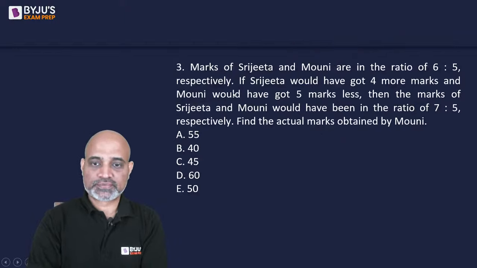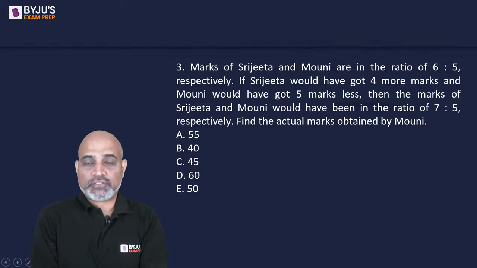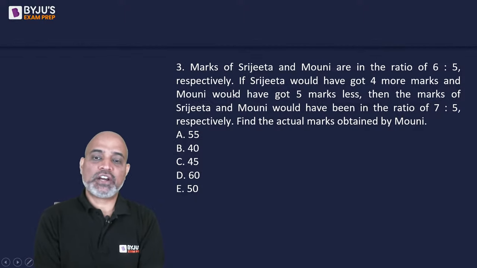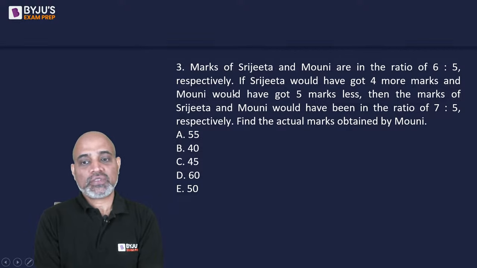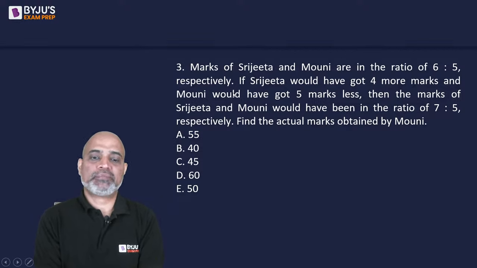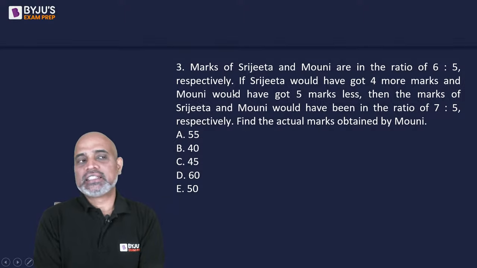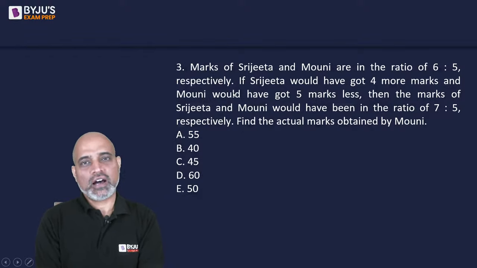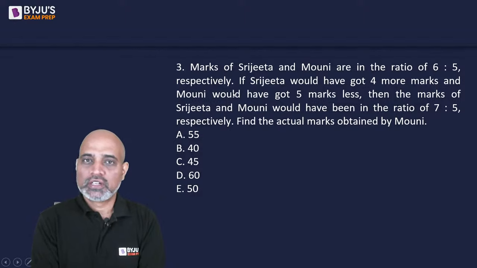Good, good, good. Next. Word problems on ratios. Marks of S and M are in the ratio 6:5 respectively. If S would have got 4 more marks and M would have got 5 marks less, then the ratio of the marks would have been 7:5. Find the actual marks obtained by M. So when you have word problems like these, if you write down the equations, it's going to be more time consuming. तो आप क्या करोगे? आप options use करते हो हमेशा. In almost all the questions, it's always faster.